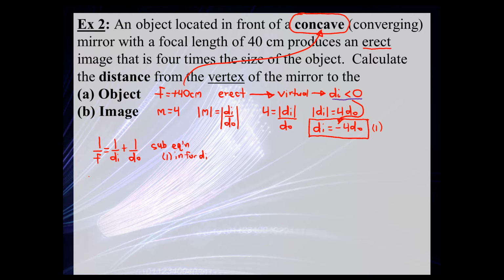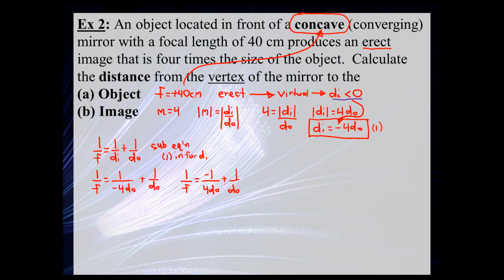Now, when I do that, I'm going to get 1 over f is equal to 1 over negative 4do plus 1 over do. I'm going to rewrite this as 1 over f is equal to, just take the negative sign and move it up to the numerator, negative 1 over 4do plus 1 over do. Okay, I know what the focal length is. I need to calculate do, but in order to calculate it, I need to combine these two fractions.